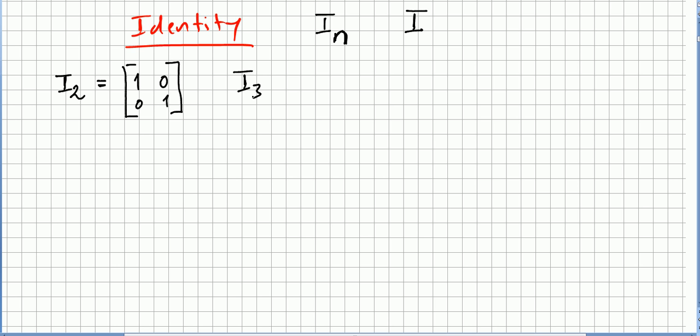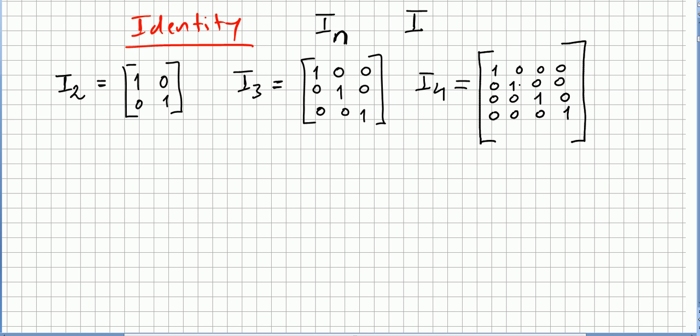The identity of 3 by 3 matrices is always the same: you get ones on the diagonal and 0 elsewhere. And you can imagine how this is for a 4 by 4 matrix: 1 0 0 0, 0 1 0 0, 0 0 1 0, 0 0 0 1. So you see that the main diagonal is only ones and everything else is 0.